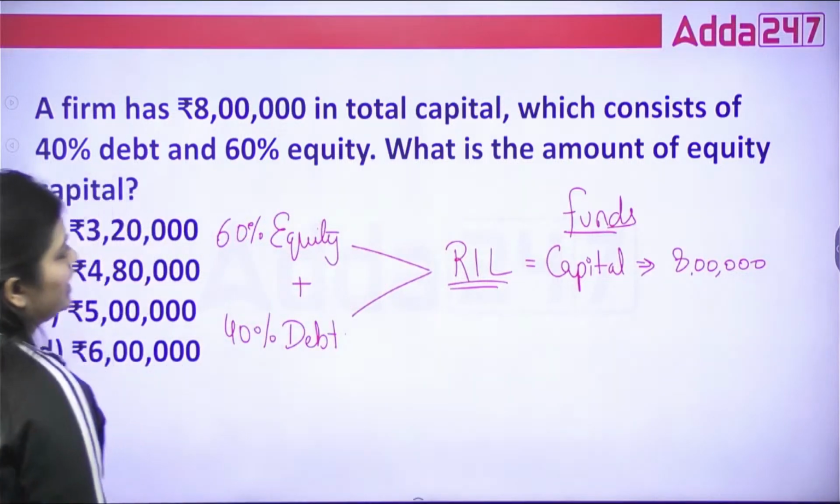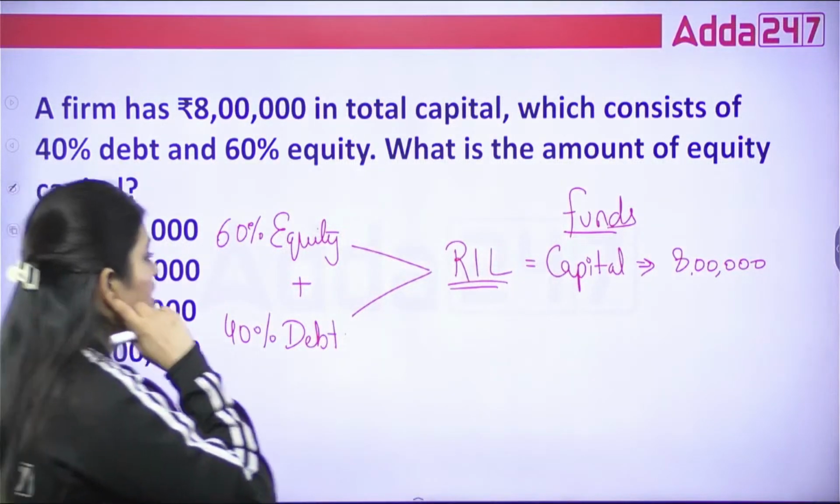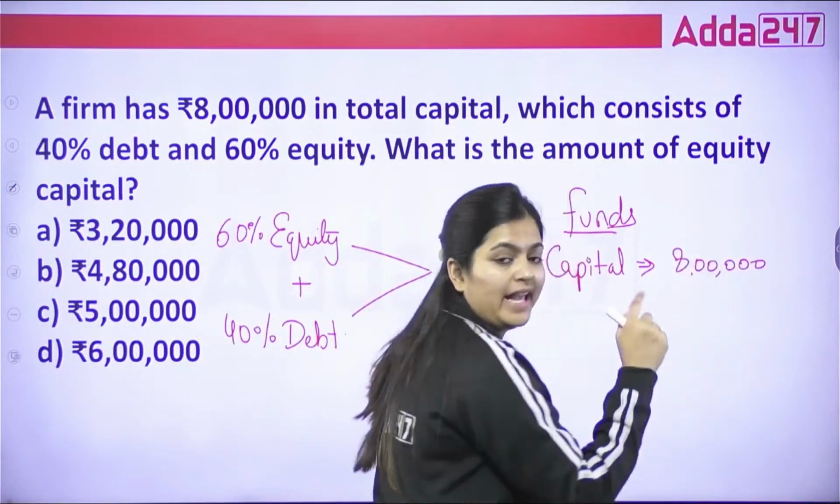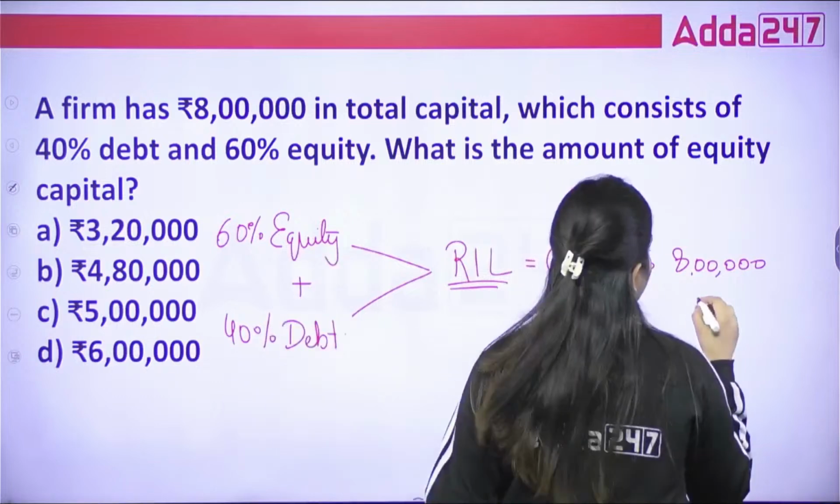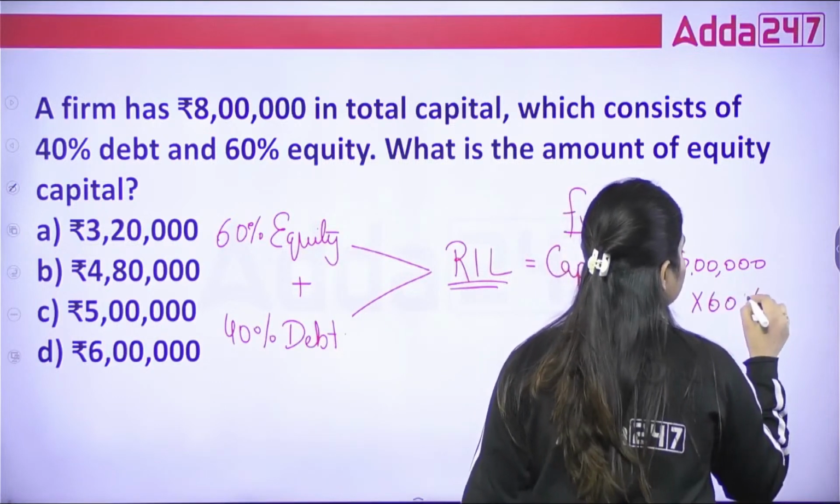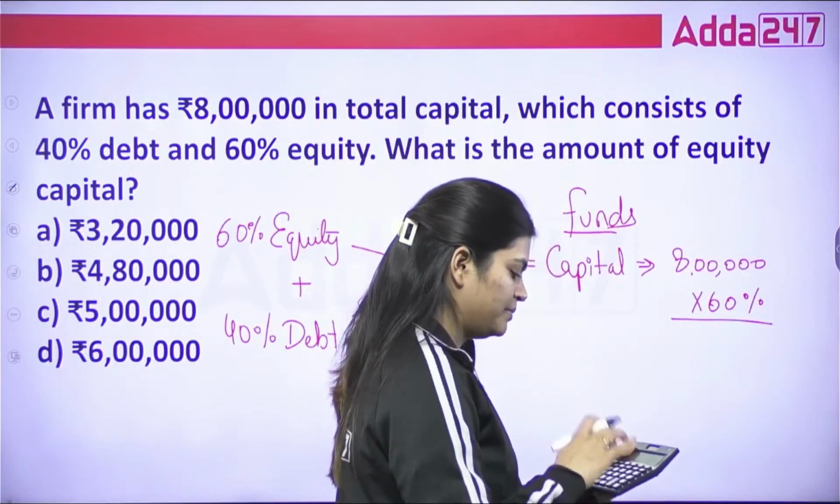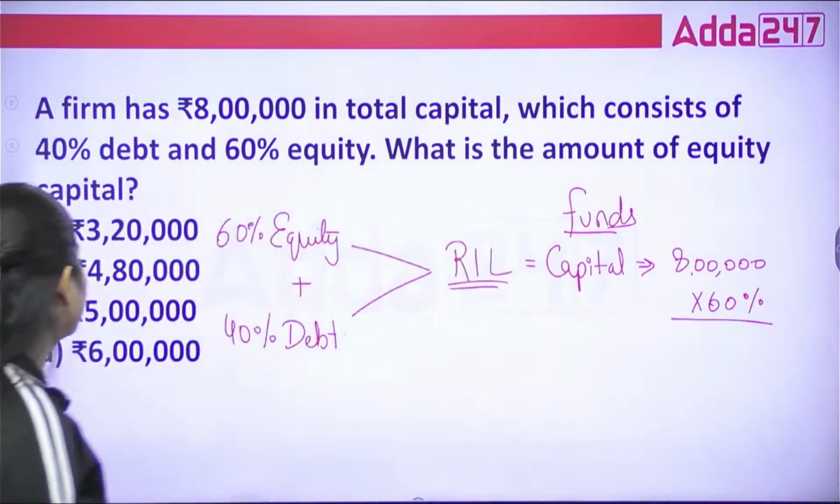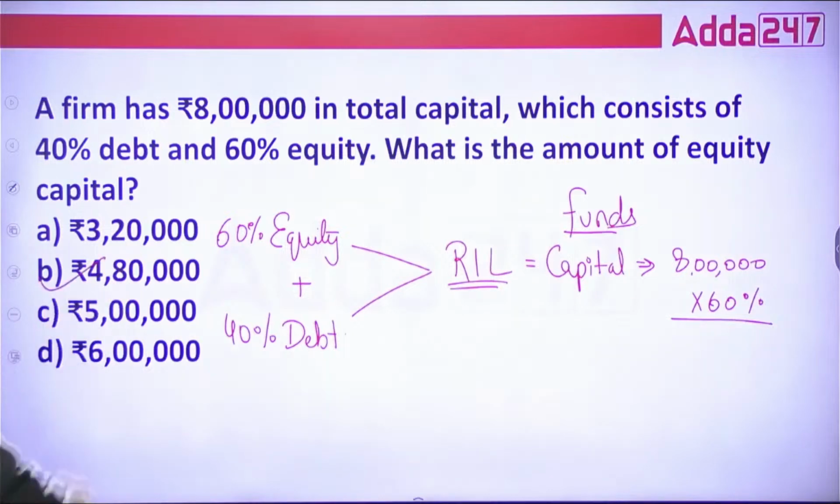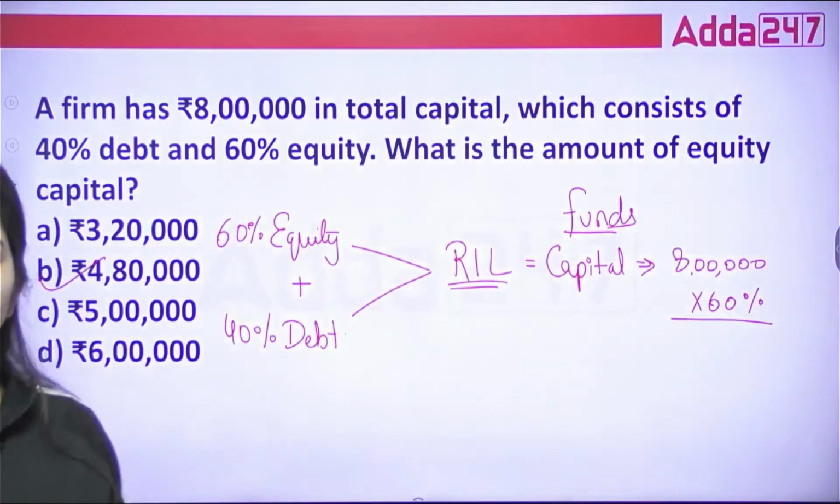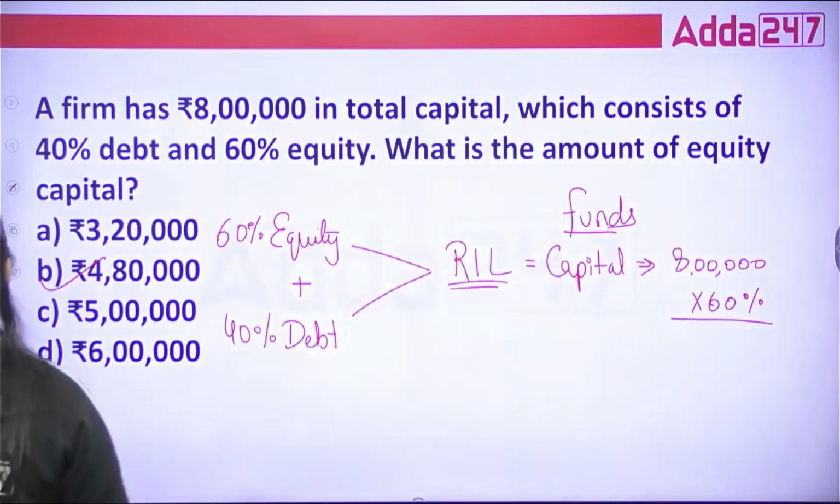Now they are asking about the amount of equity capital. Out of this 8 lakh, how much have we raised through equity? That is 60%. So 8 lakhs into 60%, the correct answer is 4,80,000. So the correct answer is option B.